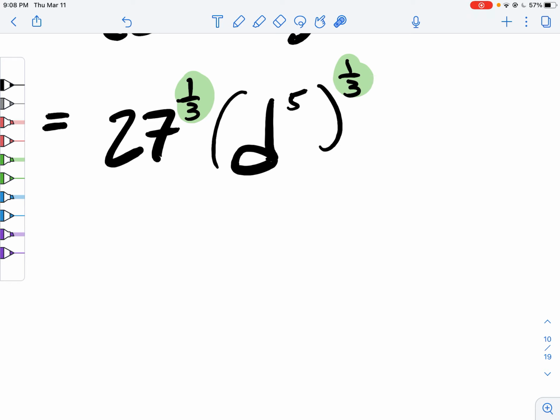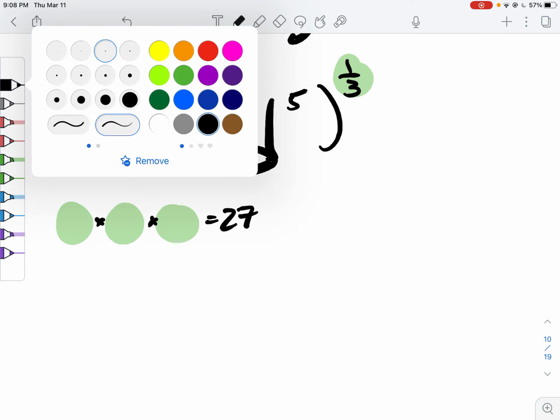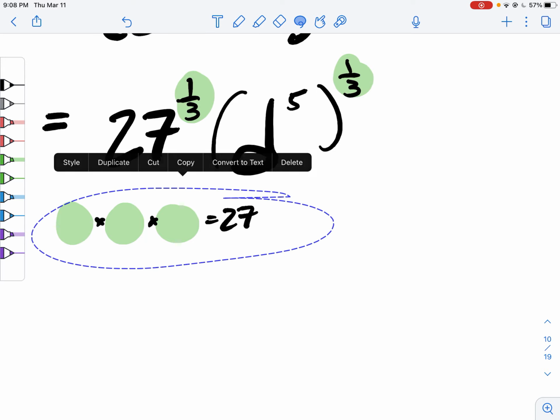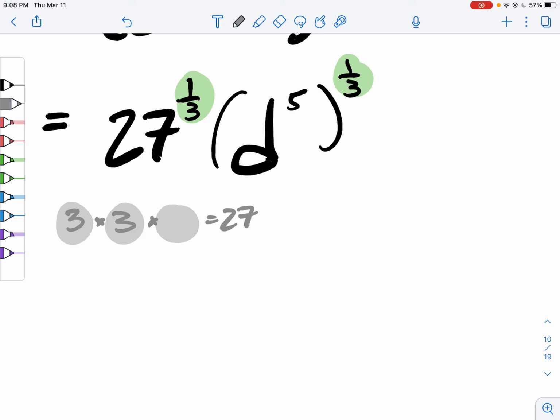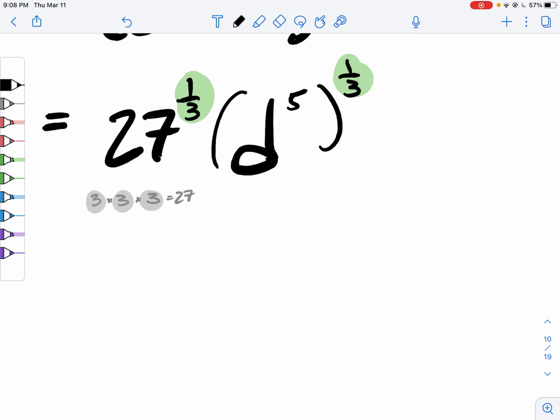27 to the 1/3 power. We're trying to find some number, 1, 2, 3, times itself 3 times equals 27. What is that number going to be? I should have made this all gray. Well, it's 3. 3 times 3 times 3 is 27. So the cube root of 27 is 3.